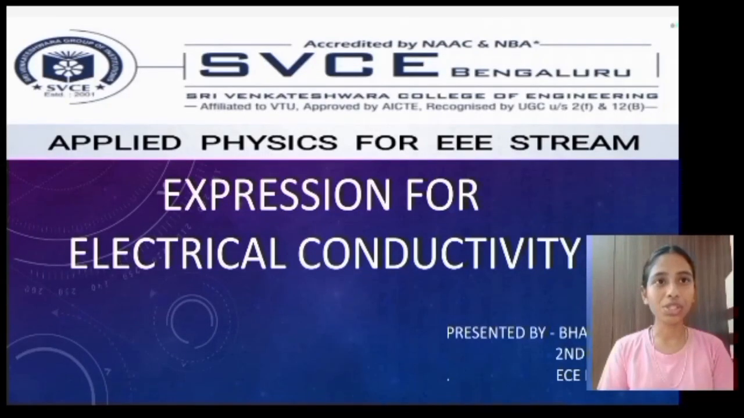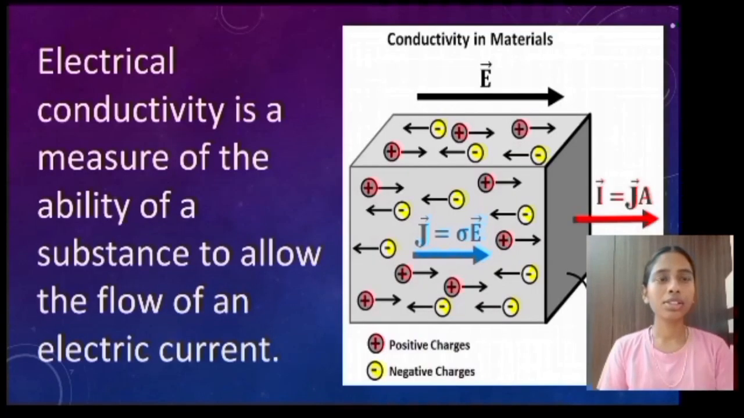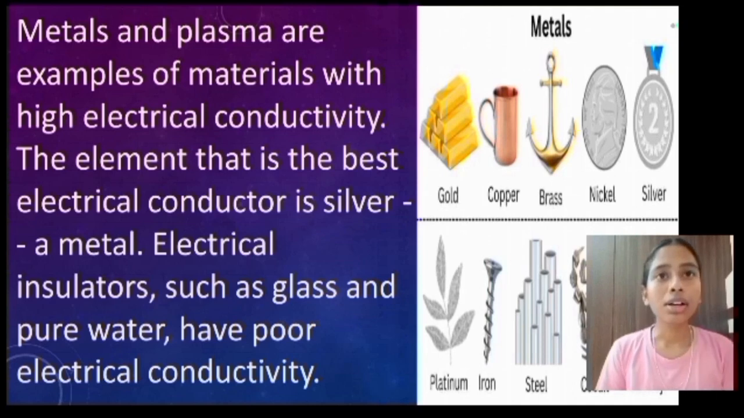Everyone, so today's topic is expression for electrical conductivity in applied physics for EEE stream. So what is electrical conductivity? Electrical conductivity is a measure of the ability of a substance to allow the flow of an electrical current. So metal and plasma are examples for materials with high electrical conductivity.